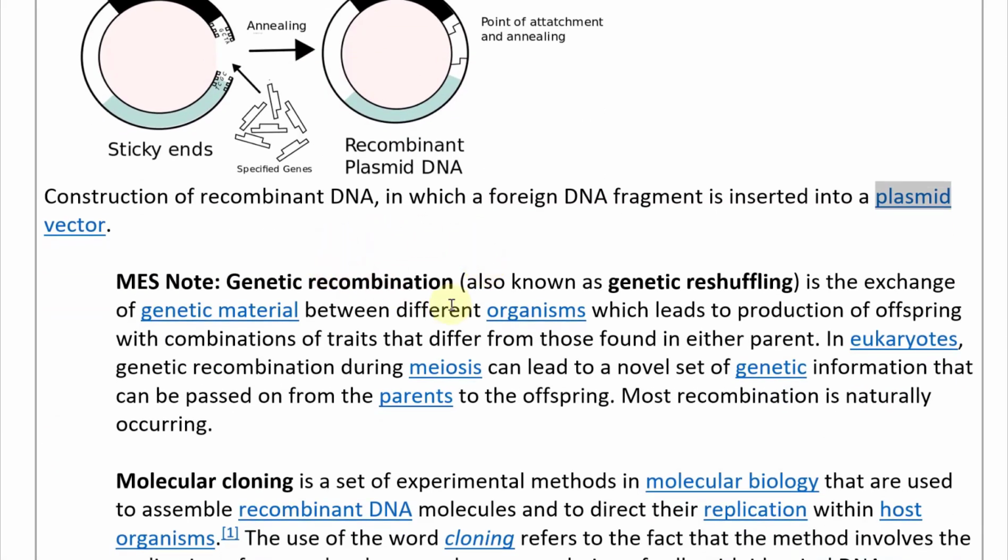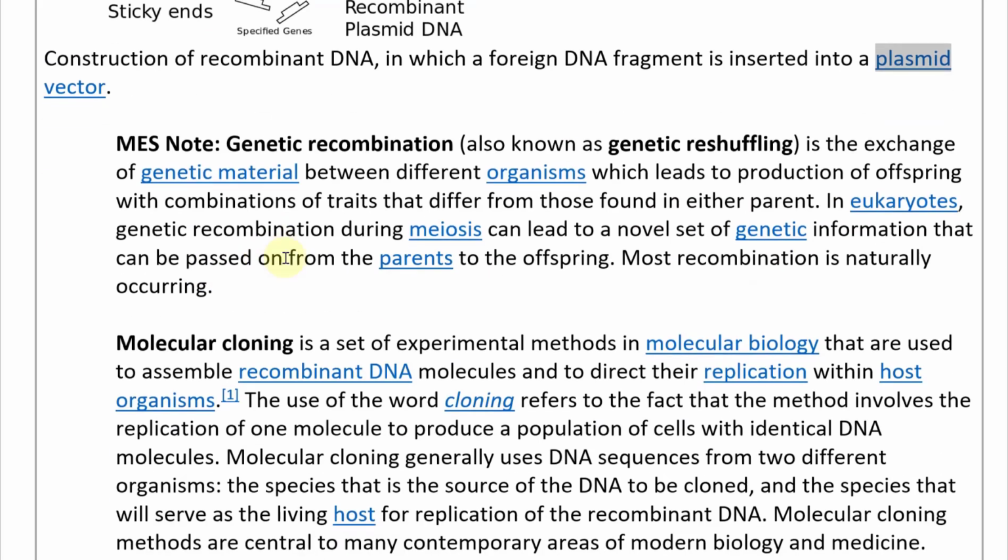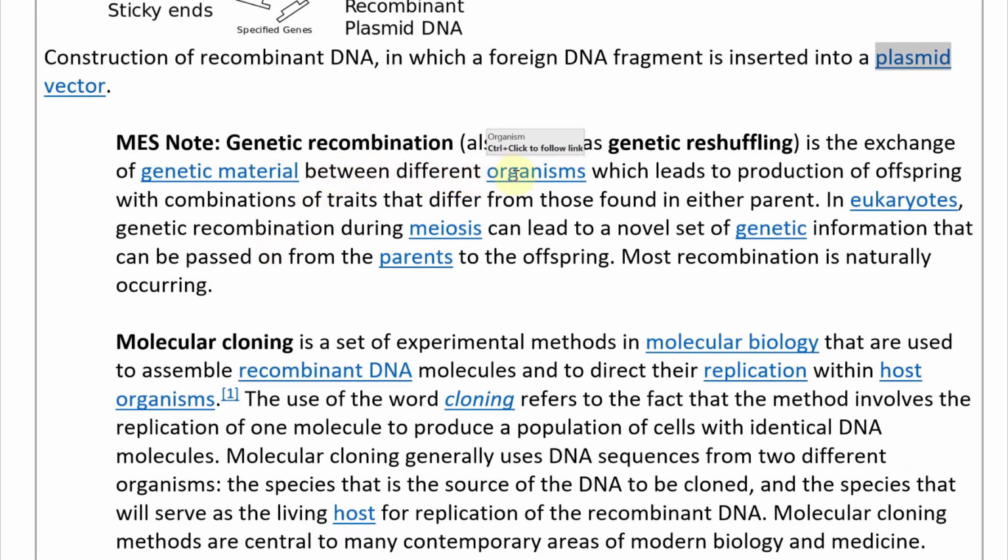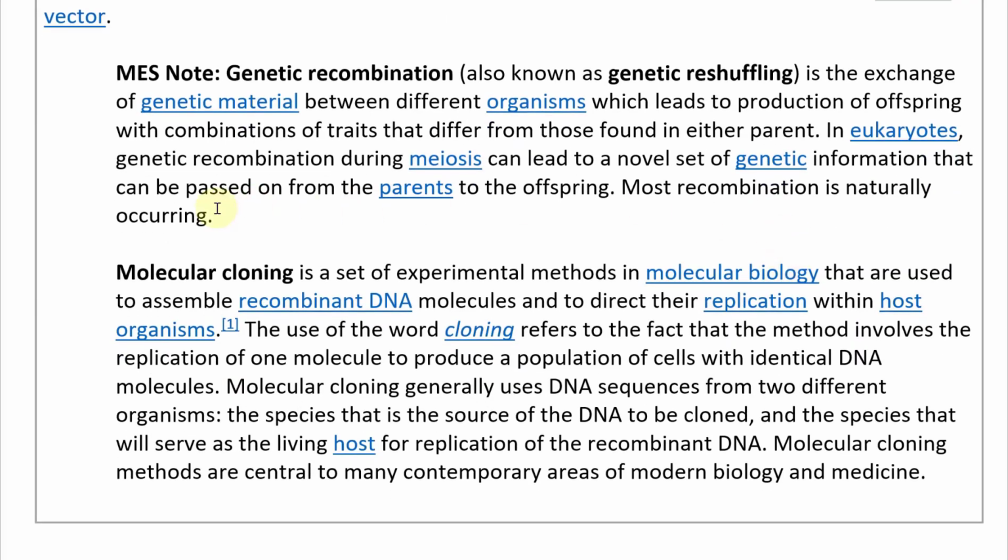So just note, genetic recombination, also known as genetic reshuffling, is the exchange of genetic material between different organisms, which leads to production of offspring with combinations of traits that differ from those in either parent. Now, in eukaryotes, genetic recombination during meiosis can lead to a novel or new set of genetic information that can be passed on from the parents to the offspring. And most recombination is naturally occurring.